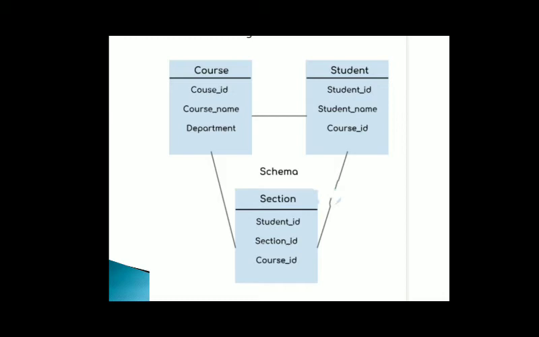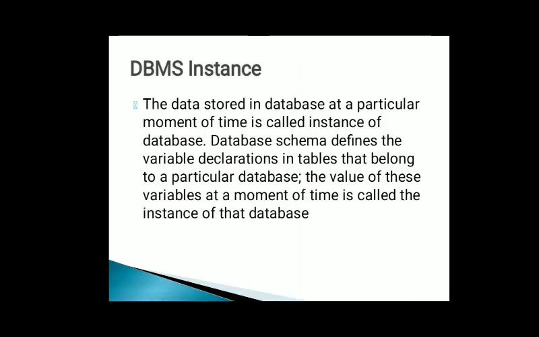And the next is the view level schema. The design of the database at the view level is called the view schema. This generally describes end user interaction with the database. Now, the next is the DBMS instance. The data stored in a database at a particular moment of time is called an instance of the database.